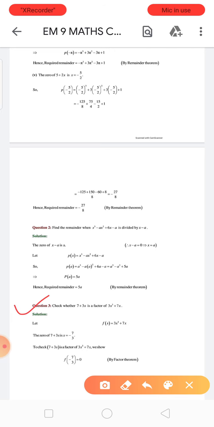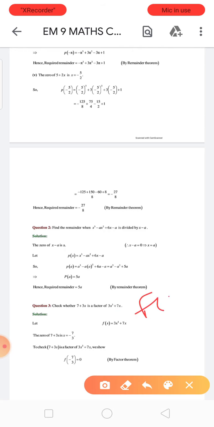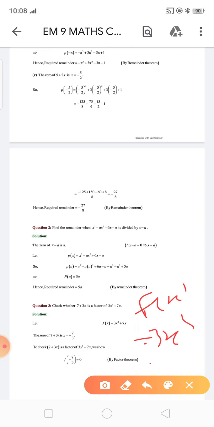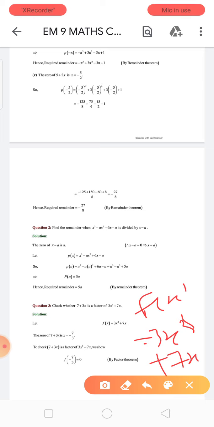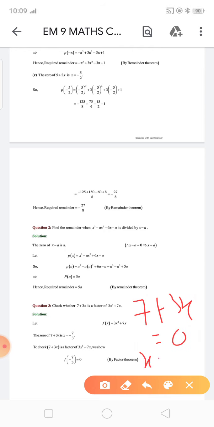Next question, question number 3. Check whether 7 plus 3x is a factor of 3x cube plus 7x. We have to check 7 plus 3x is a factor of our polynomial 3x cube plus 7x. For that we write our polynomial f(x) is equal to 3x cube plus 7x, and we have to check 7 plus 3x is a factor. It means when we divide our polynomial by 3x plus 7, the remainder should be 0. So first we find the root of divisor, equal the divisor to 0. So 7 plus 3x equal to 0, we get x is equal to minus 7 upon 3. The zero of 7 plus 3x is x is equal to minus 7 upon 3.